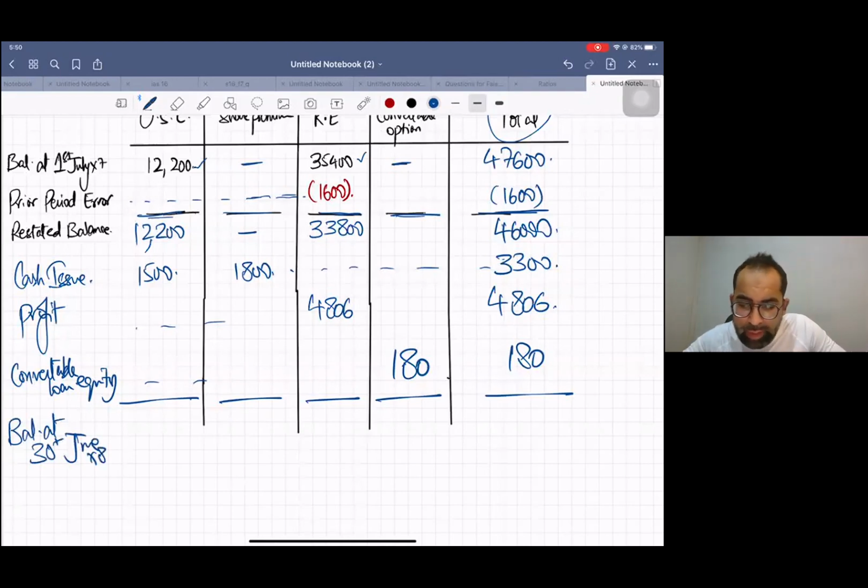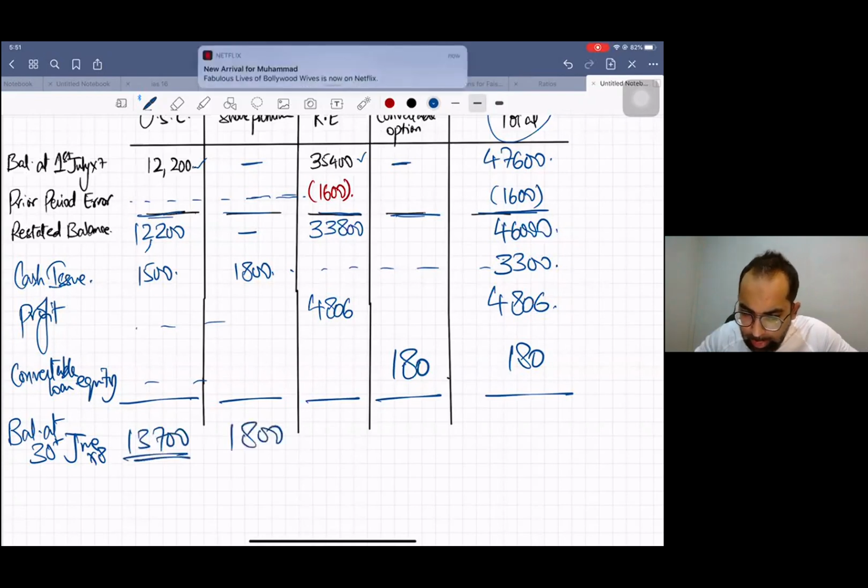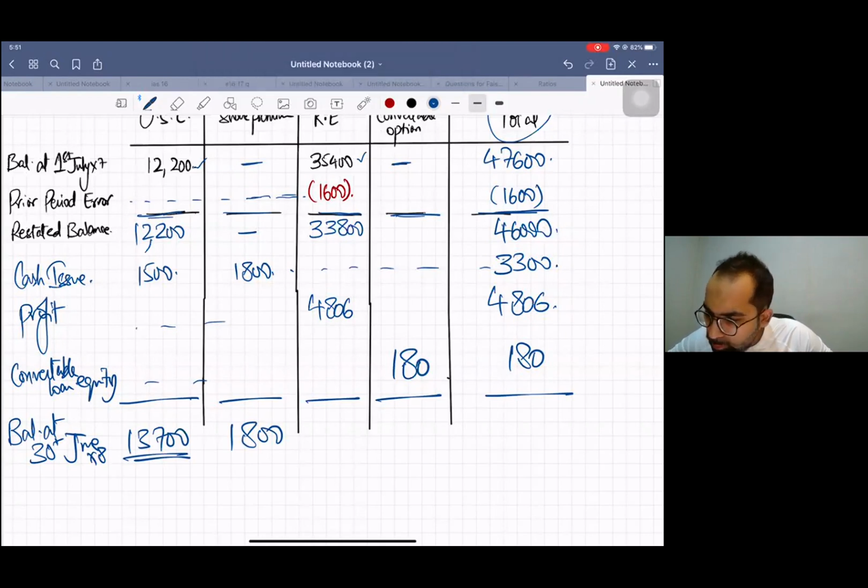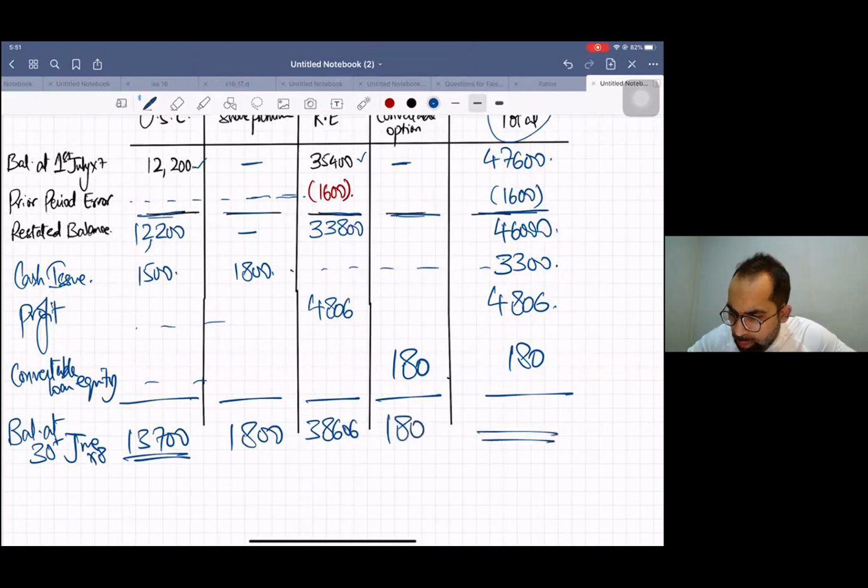12,200 plus 1500. 12,200 plus 1500 is how much? Come on, come on. 12,200 plus 1500 is 13,700. This one, then 1,800. Then you have 33,800. 38,606. Okay, with 180, and this total is 13,700 plus 1,800 plus 38,606 plus.